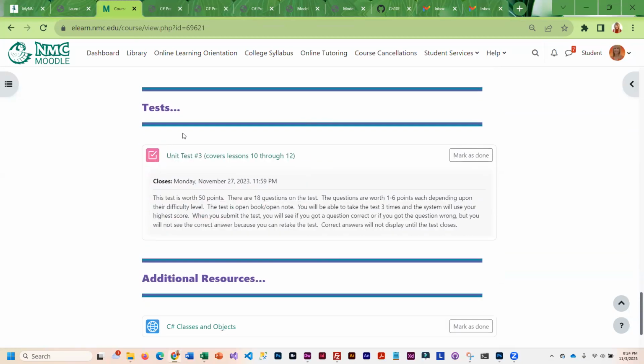We do have a unit test this week, and there are 18 questions, but the test is worth 50 points. So some of the questions are a little bit more difficult. There's multiple parts to them, and they're going to be worth more points. The test is open book, open note. There is no time limit on it. And you can take it 3 times, and the system will record your highest score.